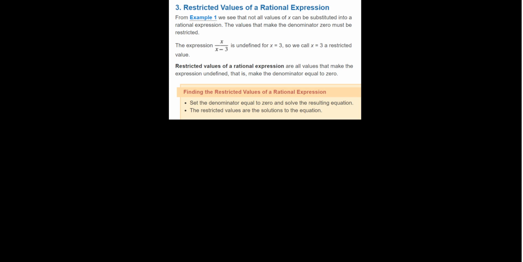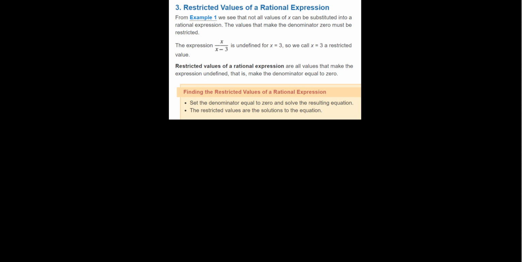So, restricted values of rational expressions. From example 1, we see that not all values of x can be substituted into the rational expression. We notice that we cannot plug in x = 3, and that's what we say. Restricted values of a rational expression are values that make the expression undefined. That is, make the denominator equal to 0.